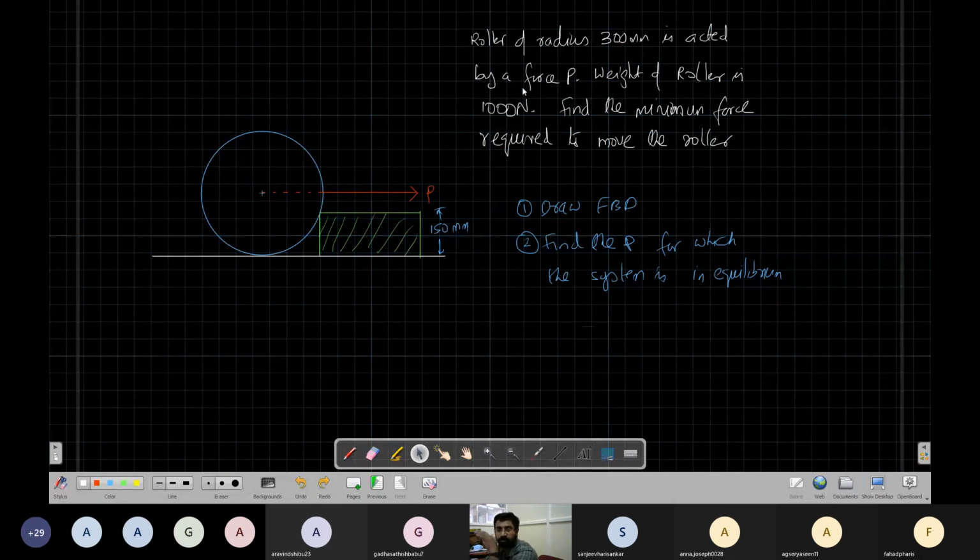This is the force problem. What I want you to draw is the free body diagram. Within the free body diagram, you have to find the value of P for which this system is in equilibrium. You just try to draw the free body diagram. It's a little difficult, but this is what we'll be trying to do in the next class.